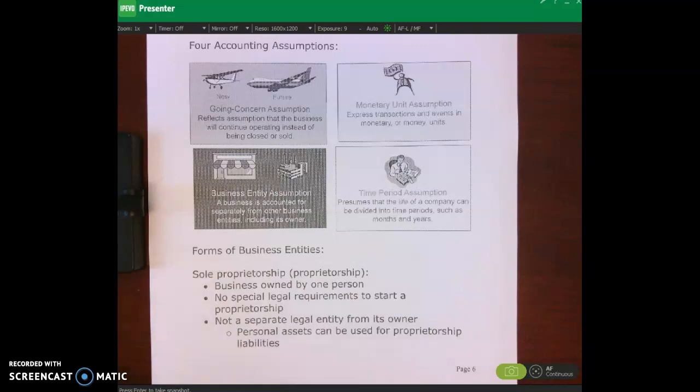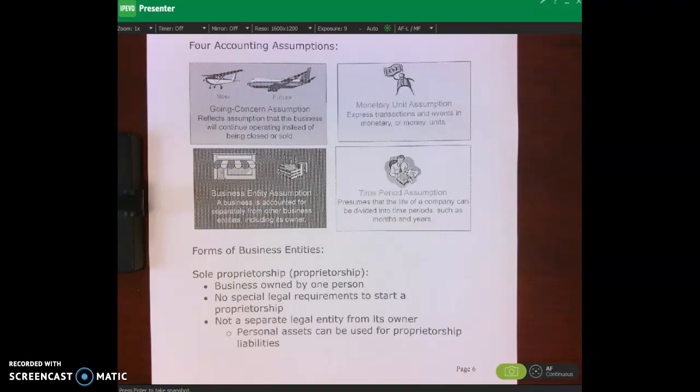All right. The other one is a business entity assumption, and what we're saying here is that we are going to account for a business separately from its owners. So if, for example, the owner of a company, they own just a small plumbing company, for example, and they want to purchase a family car.